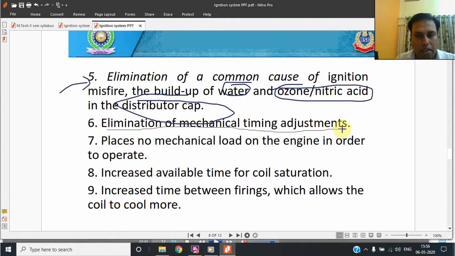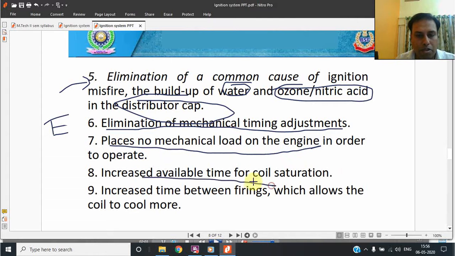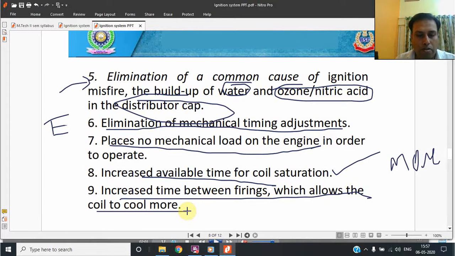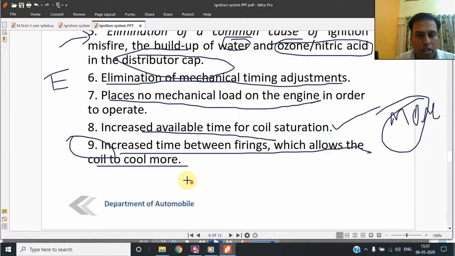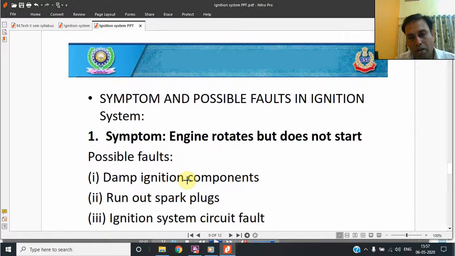Elimination of mechanical timing adjustment is also there because you are using the electronic system, and it places no mechanical load on the engine. Increased available time for coil saturation, because you have increased the number of coils. And increased time between firing, which allows the coil to cool more. So the time also increases because you are using more coils. So the coil is charging and discharging, and the collapse current rate can be controlled.